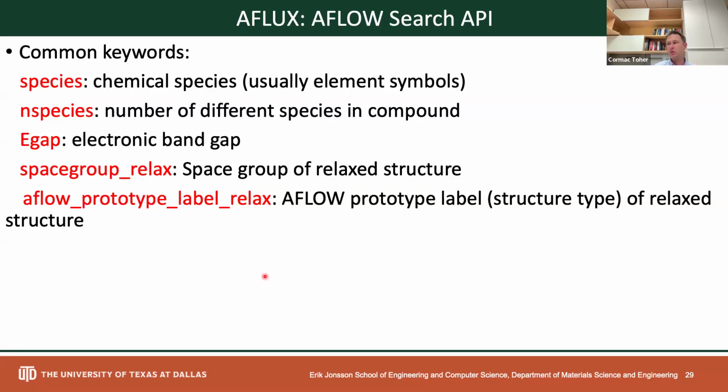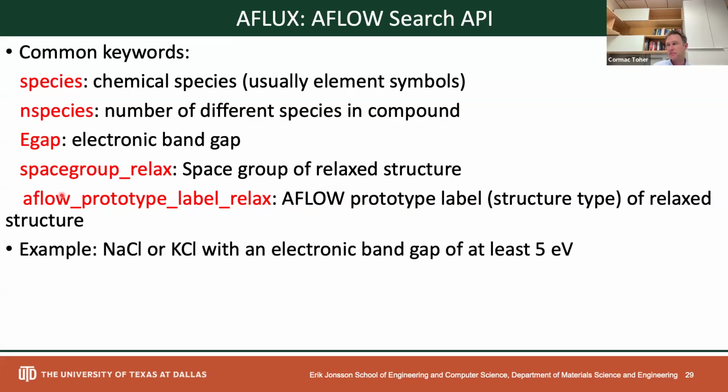So here are some examples of common keywords if you want to look for specific properties. Some of the ones we're going to use are: species, the species label, which usually corresponds to specific element symbols; nspecies, the number of different species. So if you want sodium chloride, you put Na and Cl in the species part, and nspecies as 2. Egap is the electronic band gap. Spacegroup_relax is the space group of the relaxed structure. And aflow_prototype_label_relax is the structure type, the prototype label of the relaxed structure. I'll talk a bit more about how that works later on when we do some examples.